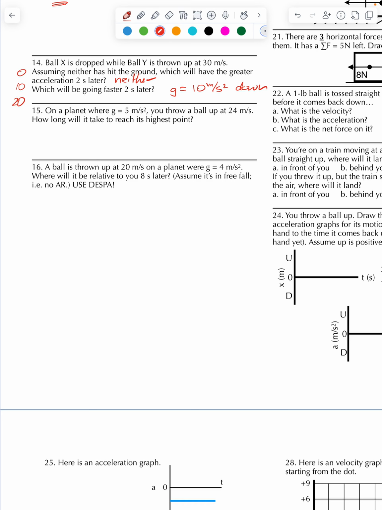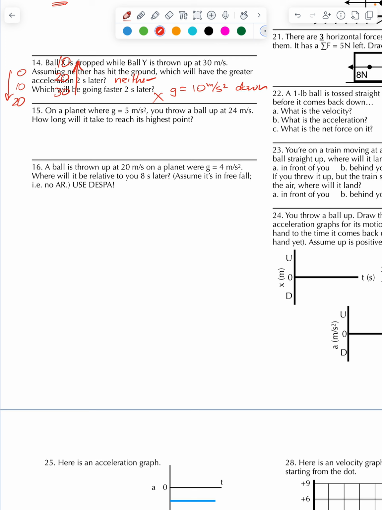But let's look at ball Y. Ball X is going down. Ball Y is going upwards. Now, it's going to be losing velocity because it's accelerating at 10 meters per second down. So after 1 second, it's going 20 meters per second up. And after 2 seconds, it's going 10 meters per second up. So long story short, ball X is going to be going 20 meters per second down. Ball Y is going to be going 10 meters per second up. So ball X will be going faster. Okay, we'll actually soon right here get to some calculation questions.